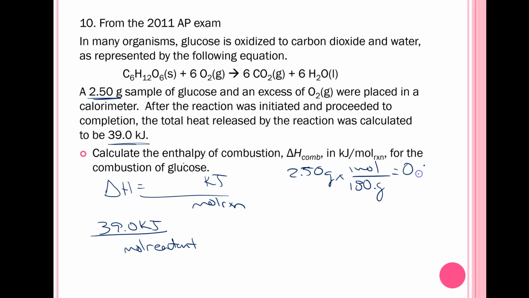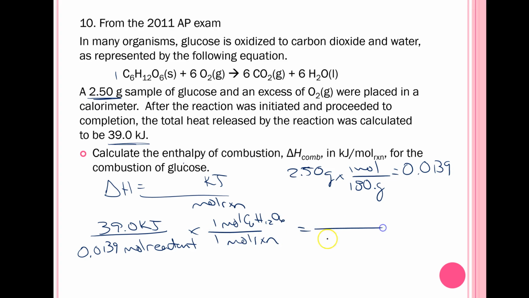It is 0.0139. So that's my mole, 0.0139 moles. Balanced equation, I have 1 mole of C6H12O6 for 1 mole of reaction, and I want to know how many kilojoules that would be per mole of reaction. So I'm going to solve for that.